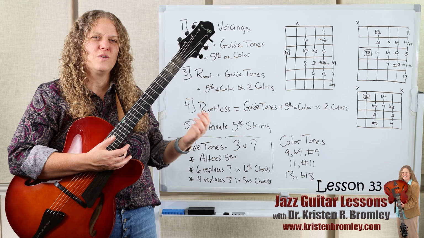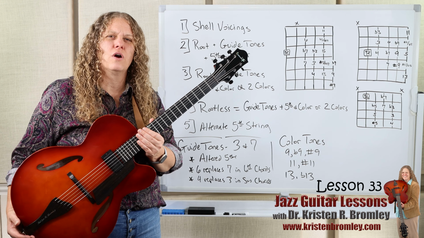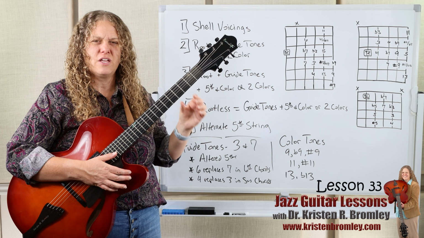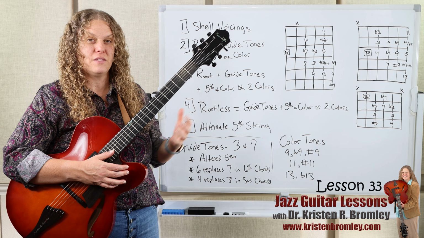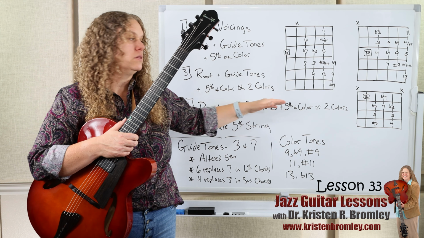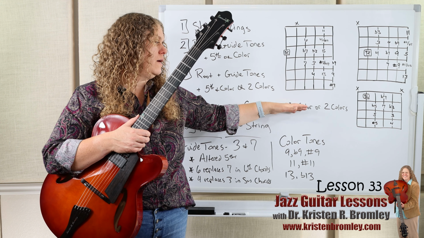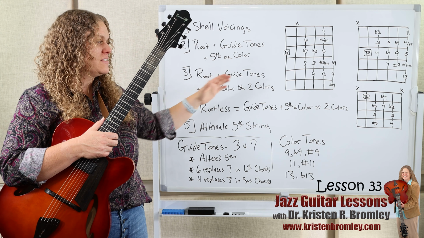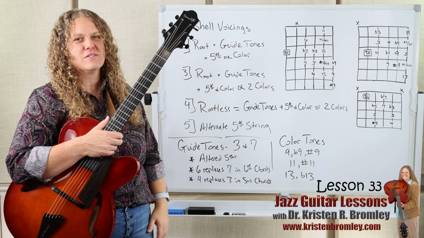We can also use them when we're playing solo guitar or playing duets and so on, as long as we've established the foundational harmony and then we sit those on top, we get these nice colors. But rootless voicings have the guide tones plus the 5th and color. They can have a 5th and a color or 2 colors. And that's a lot of information, but we get those types of voicings.